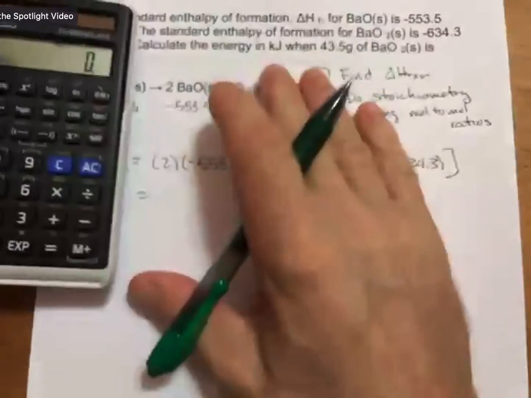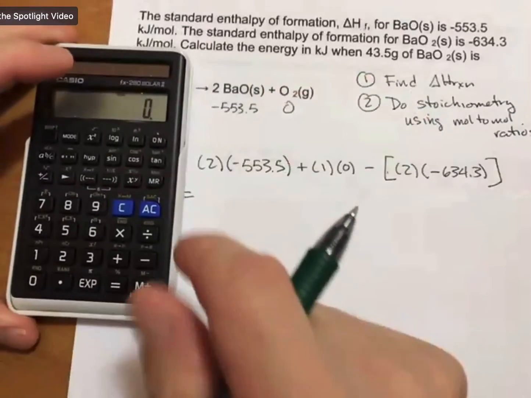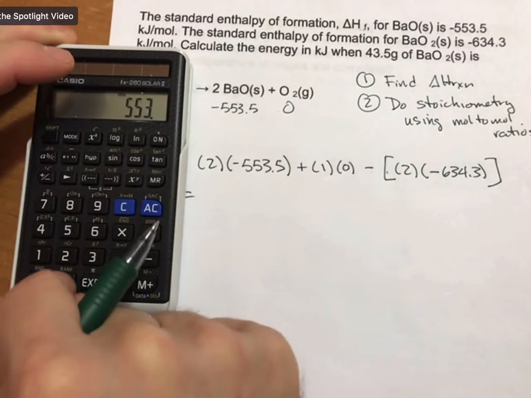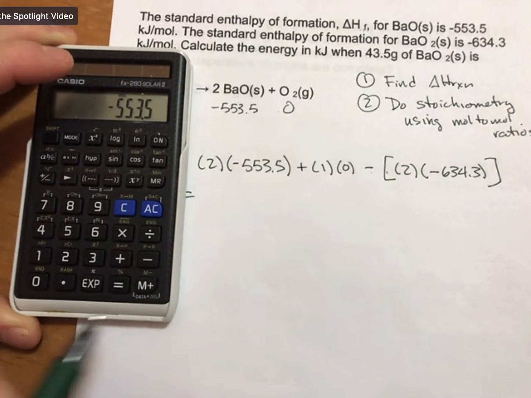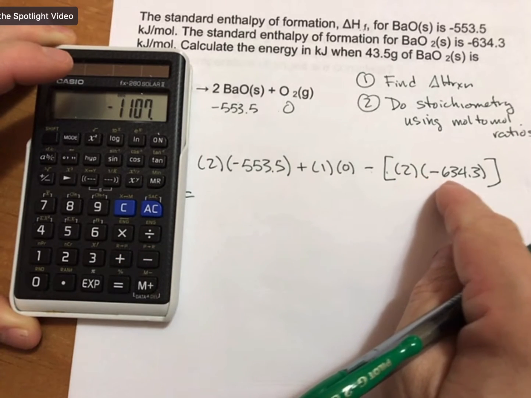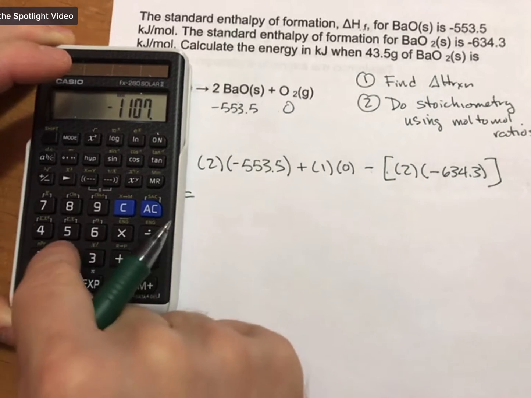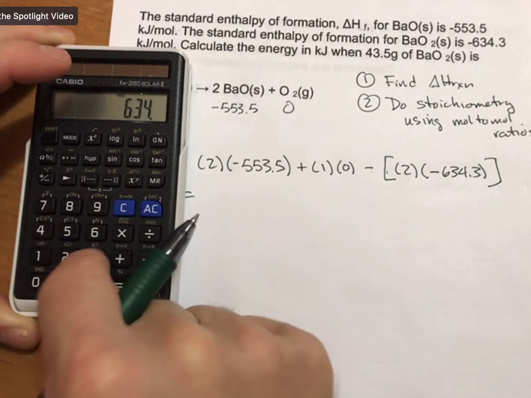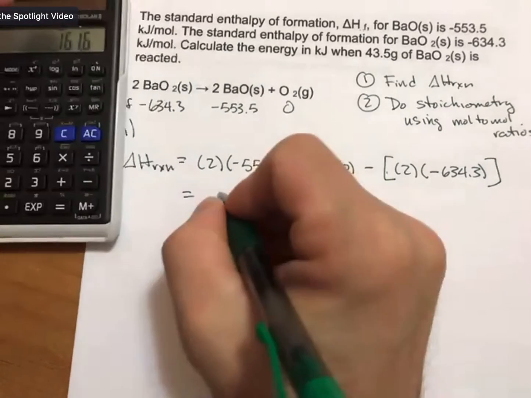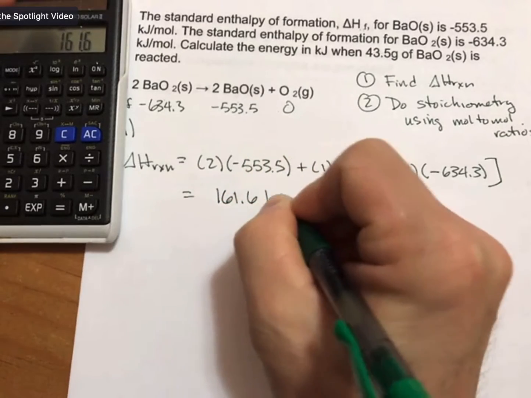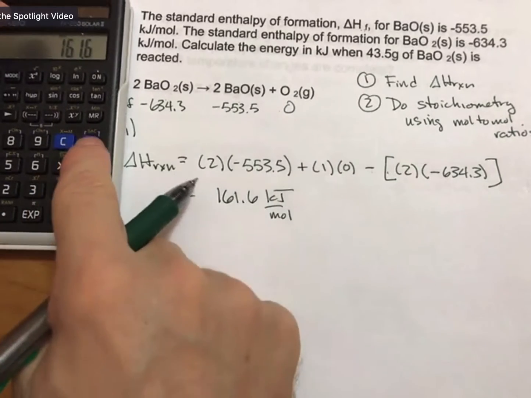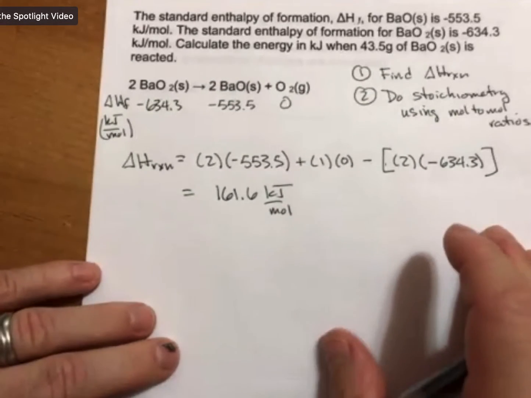minus 2 times negative 634.3. And I get 161.6 units of kilojoules per mole. So that's the first part.